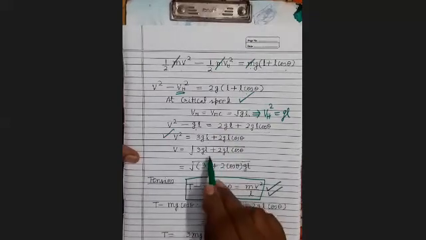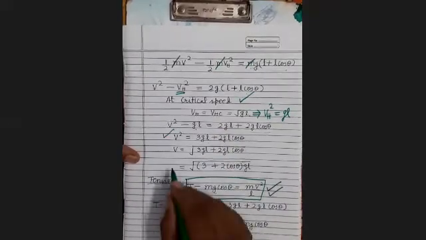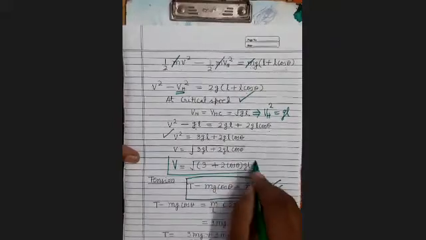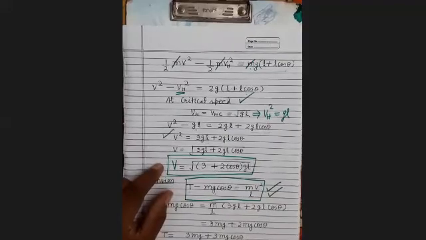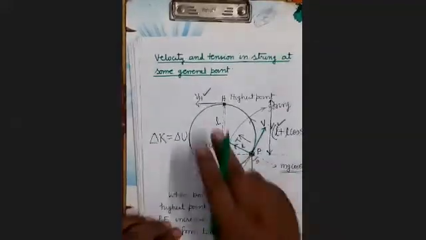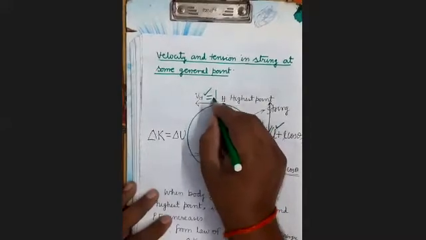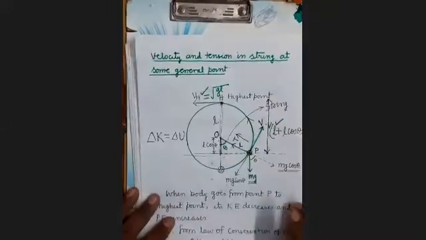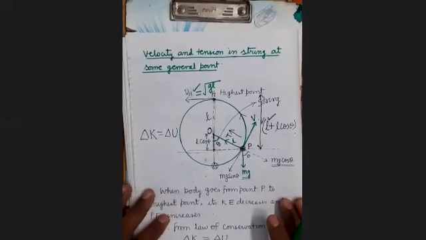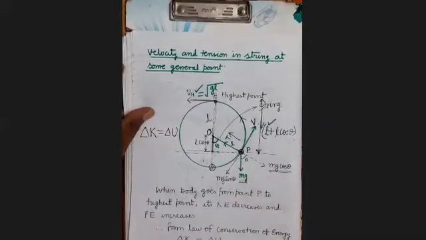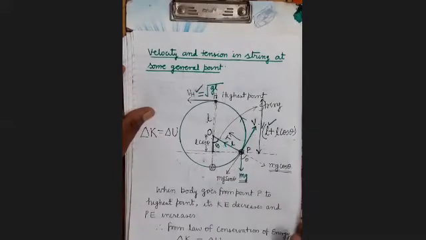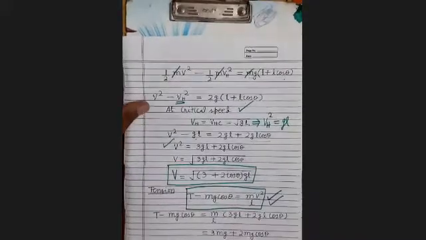Now you take out GL common. This will be the speed of the particle at any general position when the body crosses the highest point with critical speed. Then the speed at this position of the particle, when the string makes an angle theta from the vertical, is given by this.